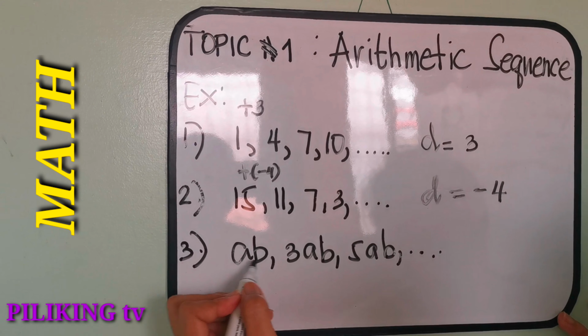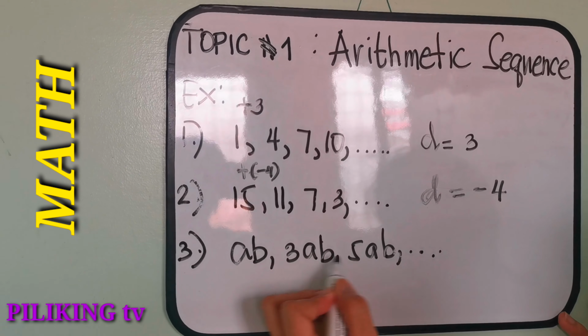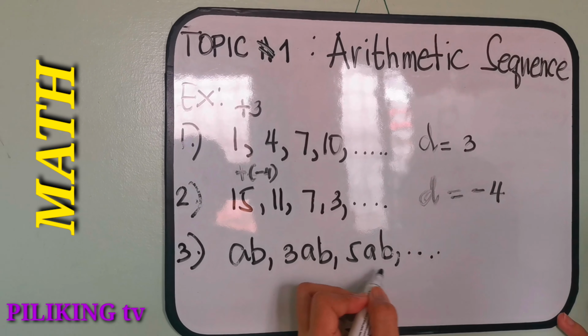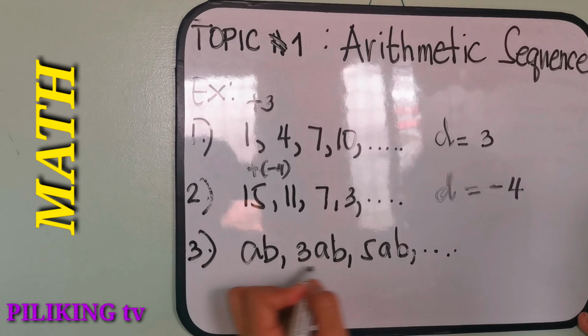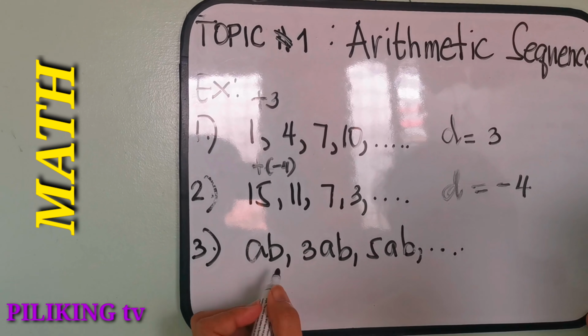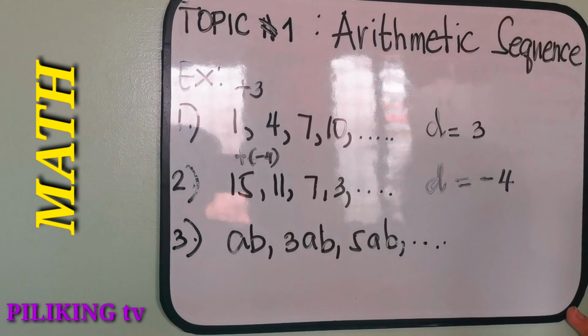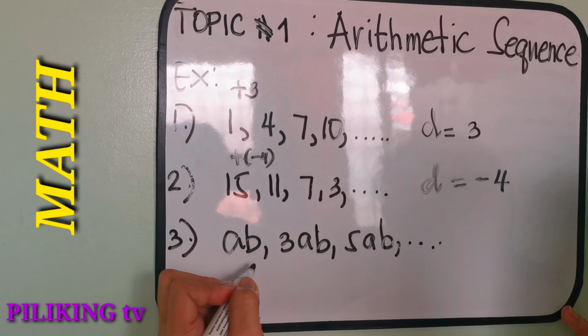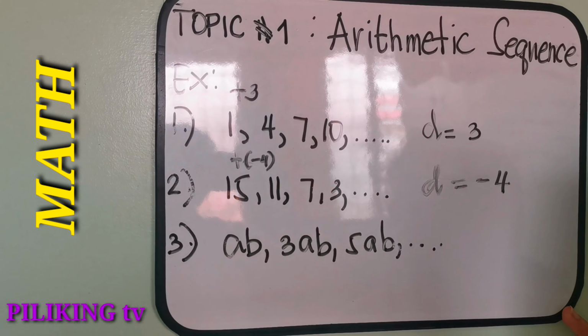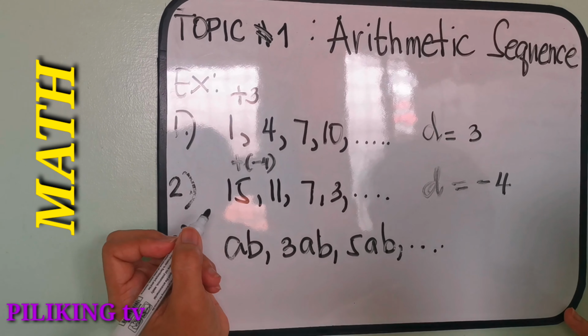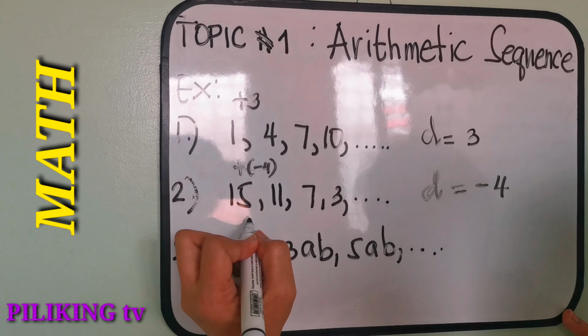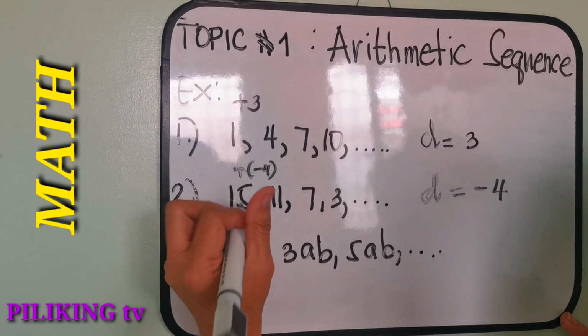Our first term is AB, second is 3AB, then the third term is 5AB. Again, how will you get the second and the third term and so on? What will you add to AB to make it 3AB? You will add 2AB.